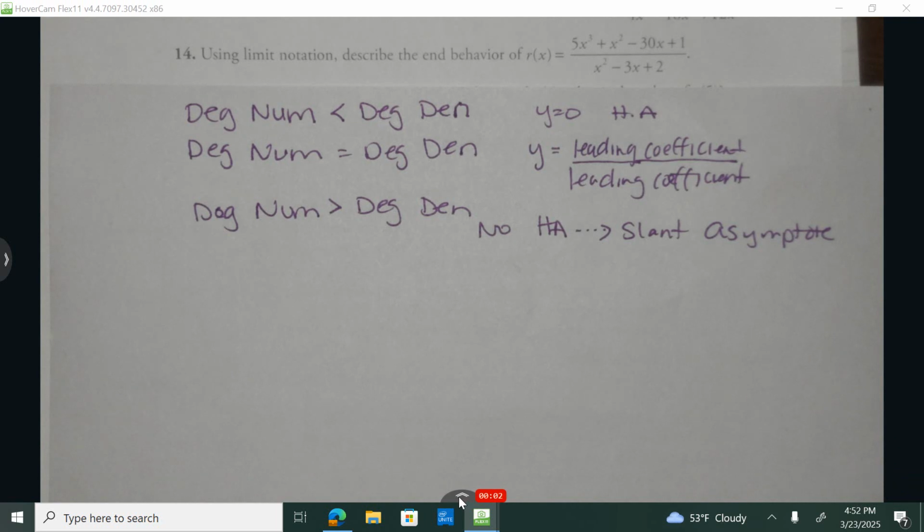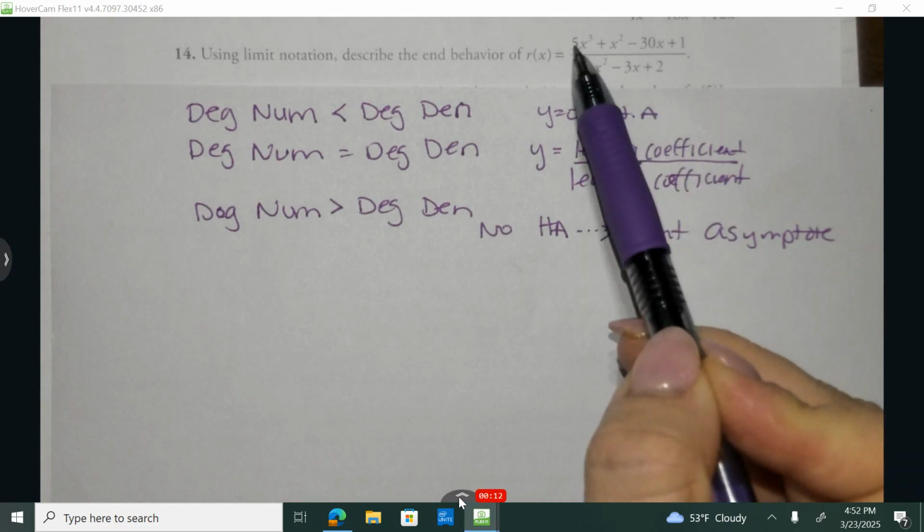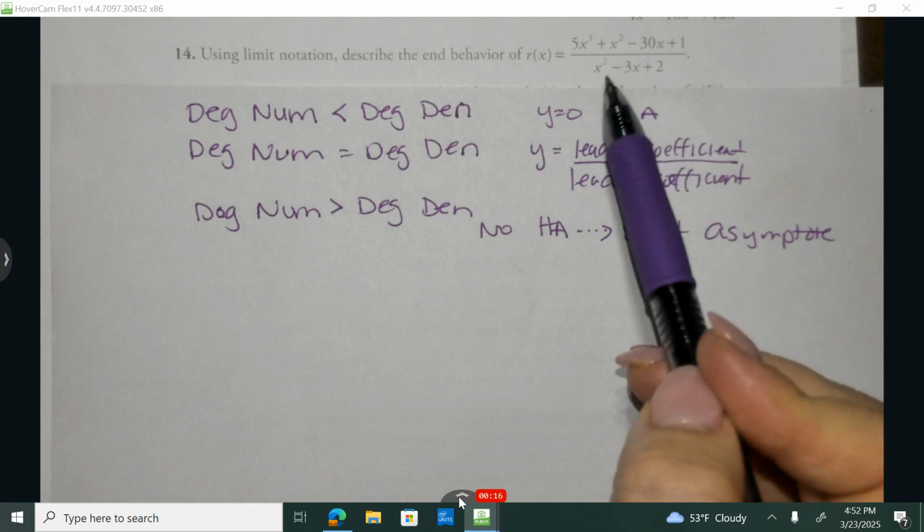Let's look at number 14 from task number 9. Using limit notation, describe the end behavior of the function. So we're doing this without a graphing calculator. Notice that we already have a numerator and a denominator that is written in standard form, so the highest exponent all the way down to the lowest for both.